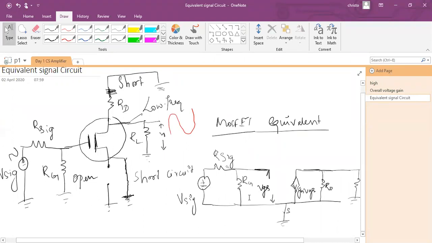Already we know that I want only the signal equivalent circuit. For that, the biasing elements have to be replaced by their respective internal impedance. That means a voltage source becomes a short circuit and a current source becomes an open circuit. In our original circuit, the current source was there, and we replaced it with an open circuit. The VDD was the biasing battery, so that has to be replaced by a short circuit.